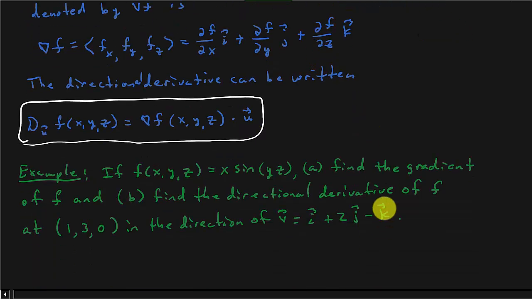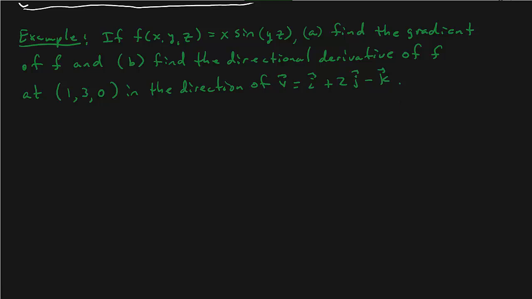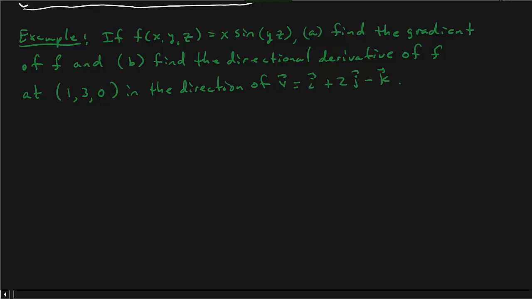All right. So let's look at an example. If f of x, y, z equals x sin(yz), for part A, find the gradient of f. And for part B, find the directional derivative of f at the point (1, 3, 0) in the direction of this vector v here. And you can see real quick that v is not a unit vector.